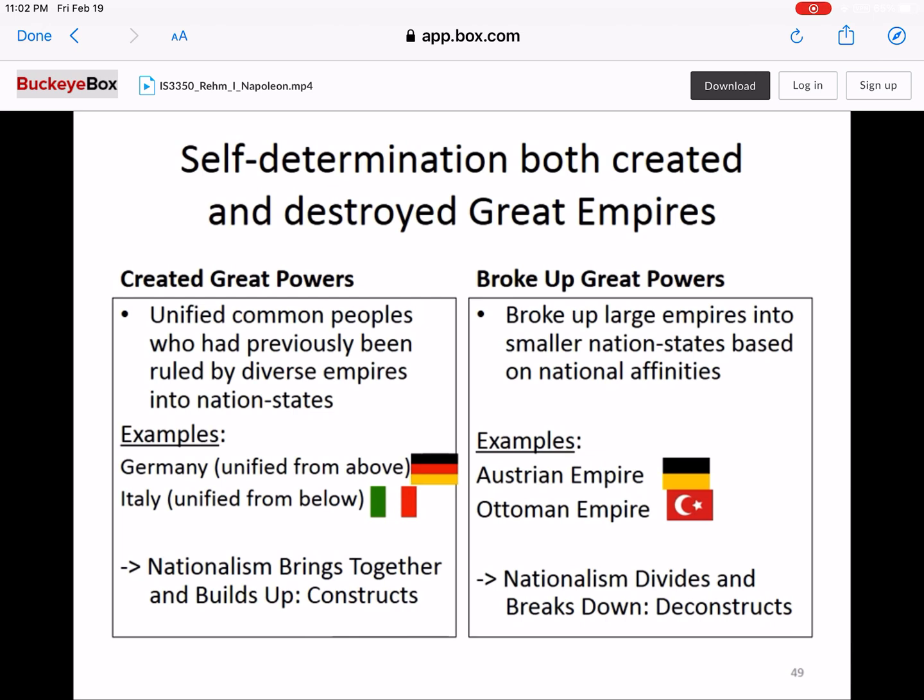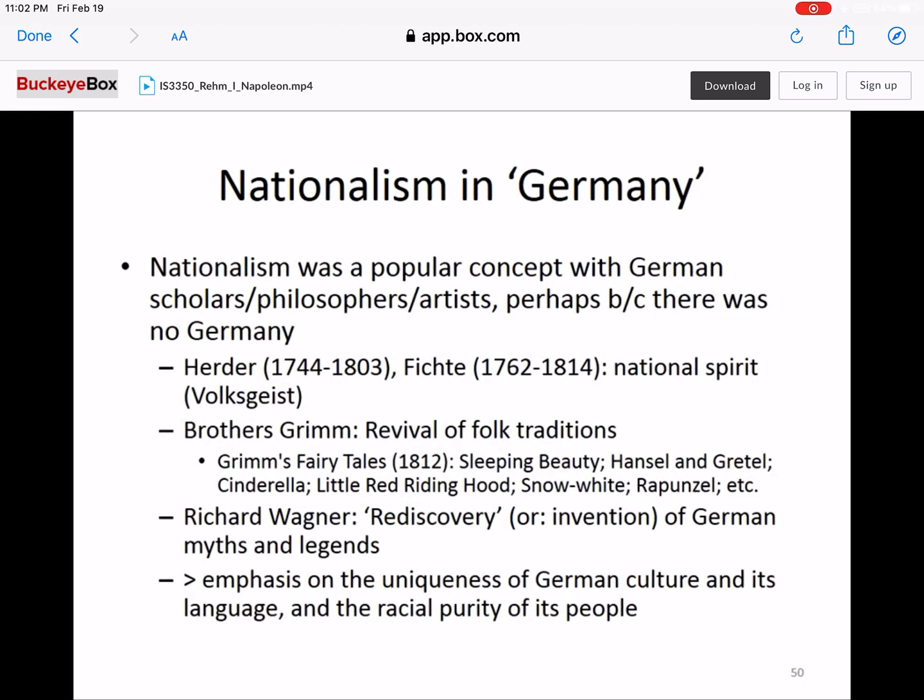However, nationalism and the striving for self-determination based on some common bond, such as language, breaks up great powers. The best examples in the 19th century and beyond are the Austrian Empire, which crumbles, and the Ottoman Empire, which also disappears. Nationalism plays a particularly important and decisive role in Germany, and a particularly destructive one. It was a popular concept with German scholars, philosophers, and artists, arguably because there was no Germany.